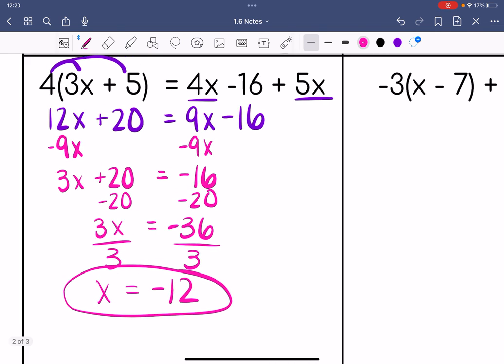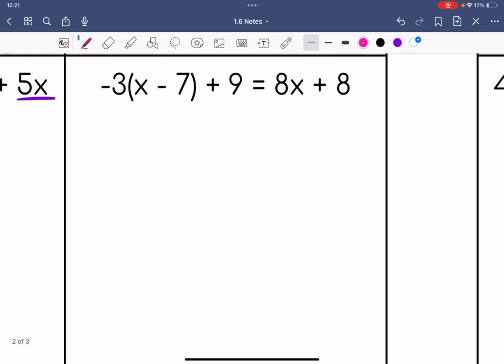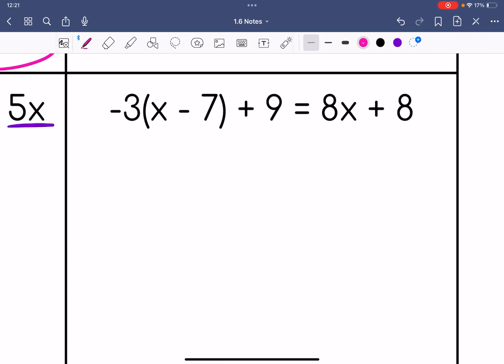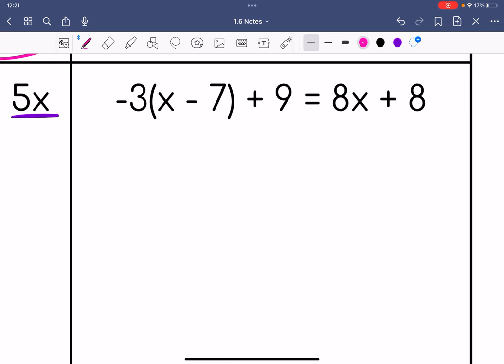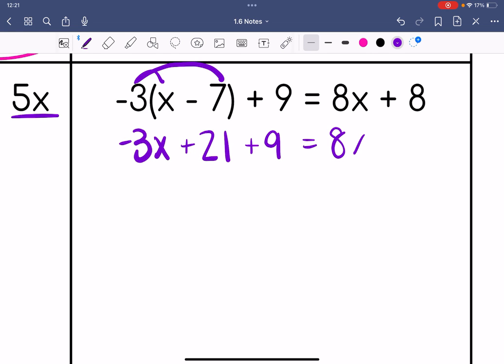And the very last problem here, again, we have to distribute and combine like terms, but both of those things are happening on the left side of the equation. So when we have distribution and like terms that need to happen on the same side, we do distribute first. So we'll do the -3 times x, which is -3x. We'll do the -3 times the -7. That negative times a negative becomes positive. So -3 times -7 is positive 21. I still have plus 9 equals 8x plus 8. Just copying that part down.